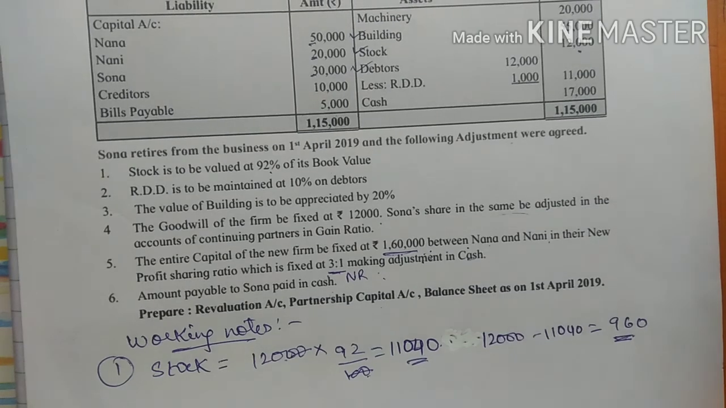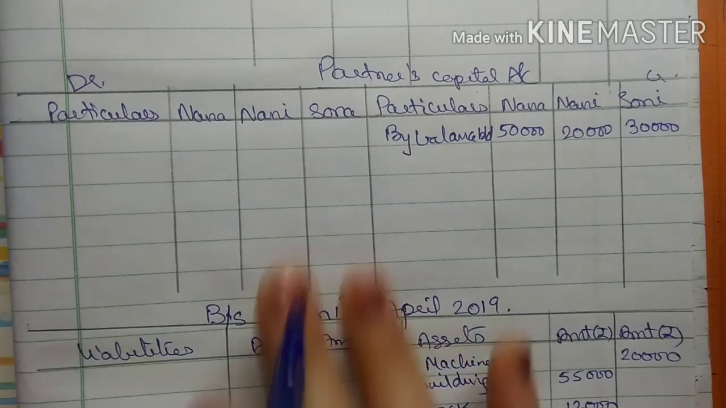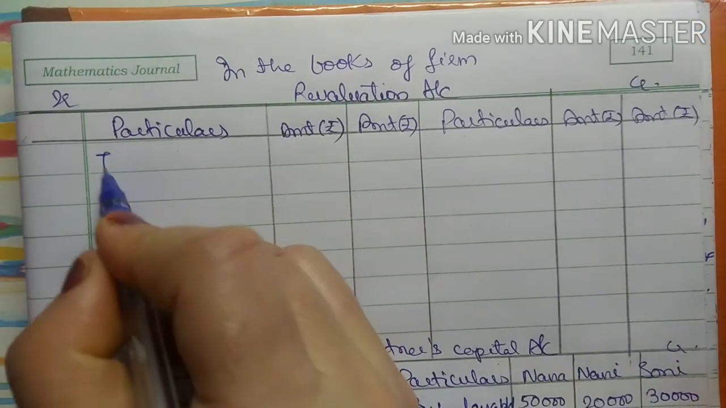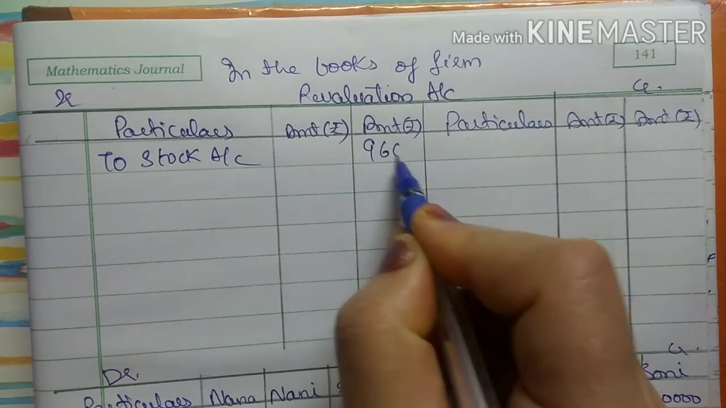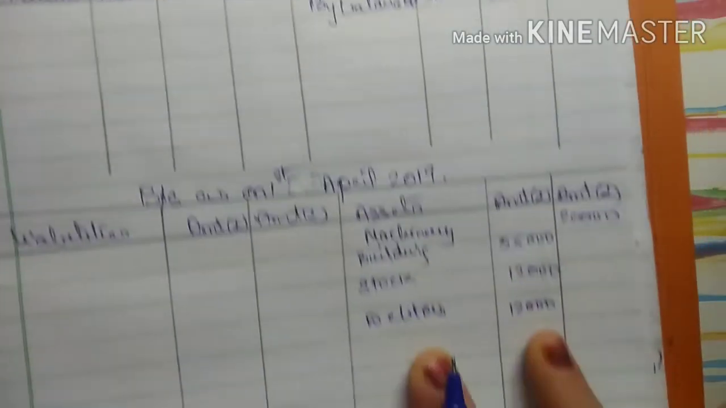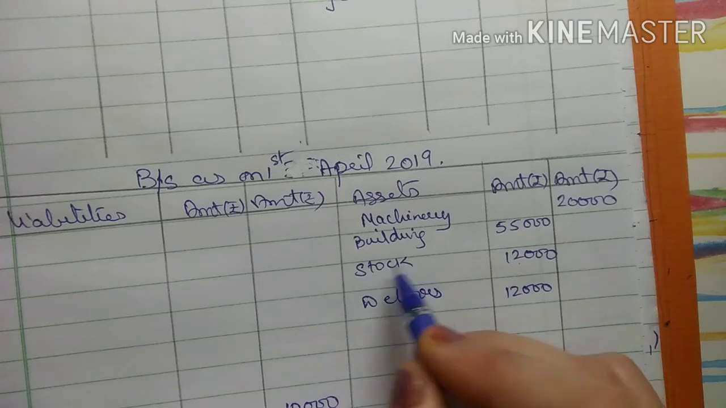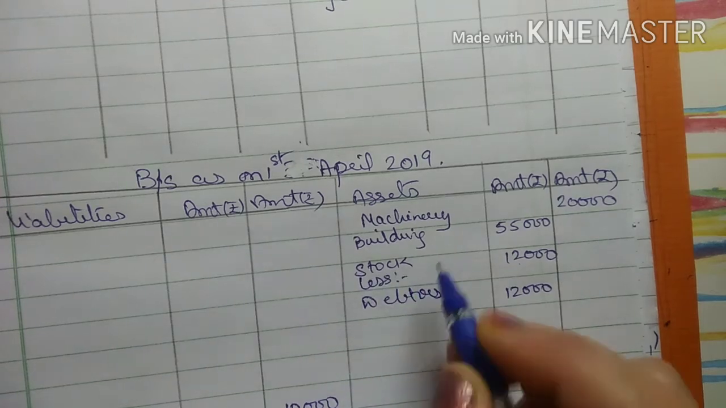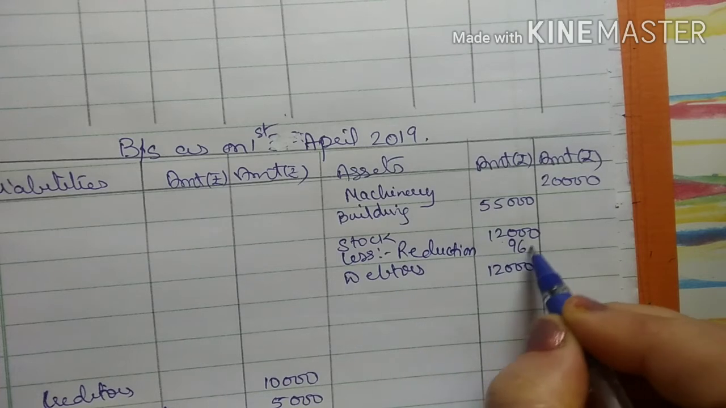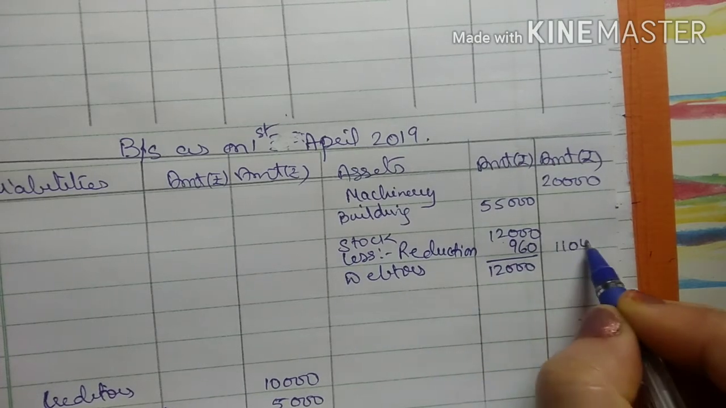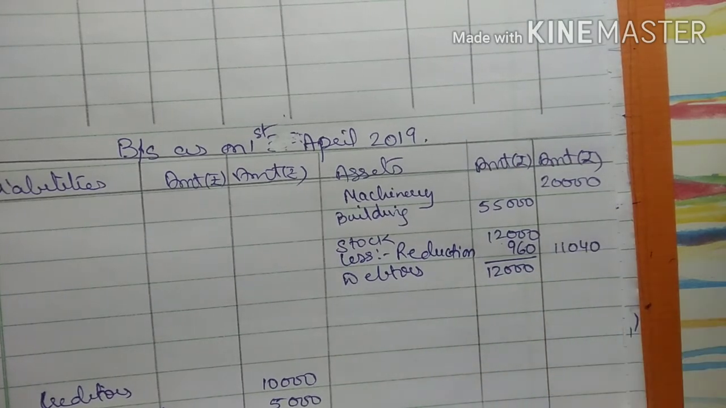So when your asset reduces, it's a loss. So it will come in revaluation account debit side to stock account 960, and secondly it will be deducted in your balance sheet less reduction 960. So outer column it will be 11,040. Now see the next adjustment.